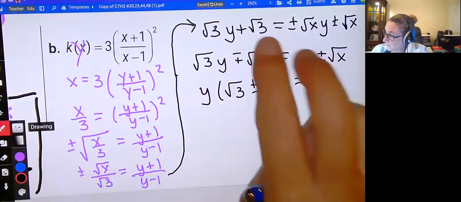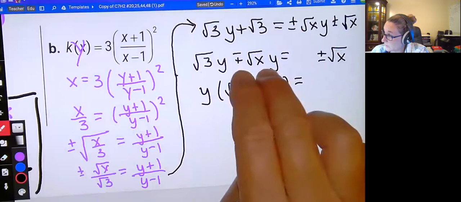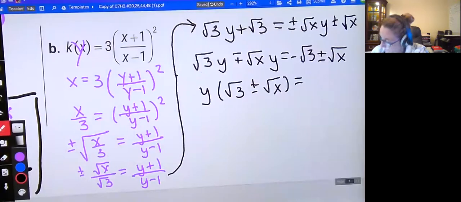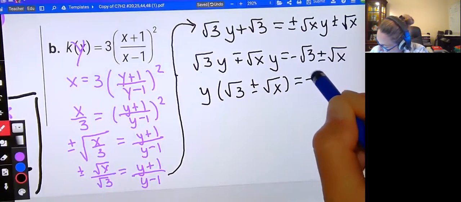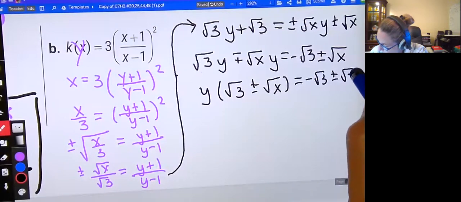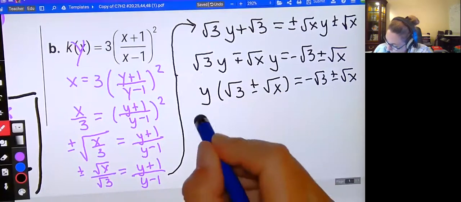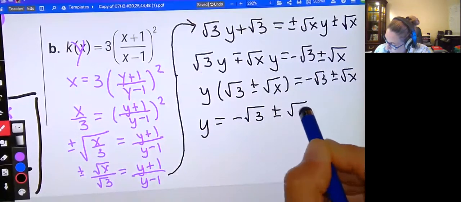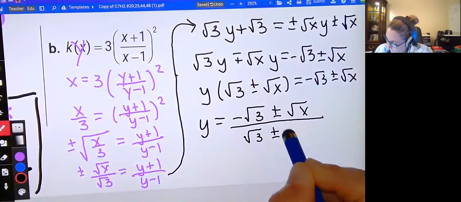Okay, so let me say it one more time. This is staying. This I moved over here, so it switched signs. This root 3 is what I brought over here, so that should be a negative root 3 plus or minus root x, okay, because I had a plus or minus root x. And so I'm going to have a negative root 3 plus or minus root x. So now I'm going to divide by this. So I'm going to have y equal negative root 3 plus or minus root x over root 3 plus or minus root x.